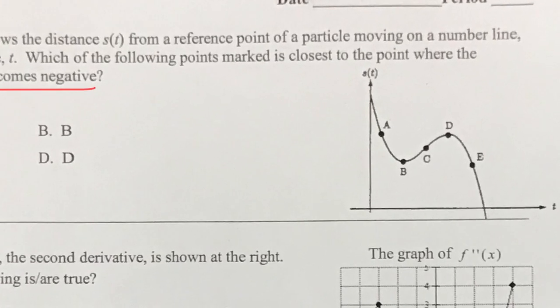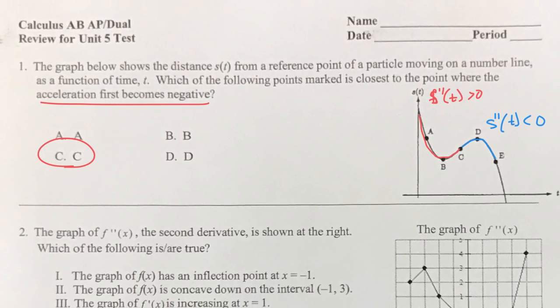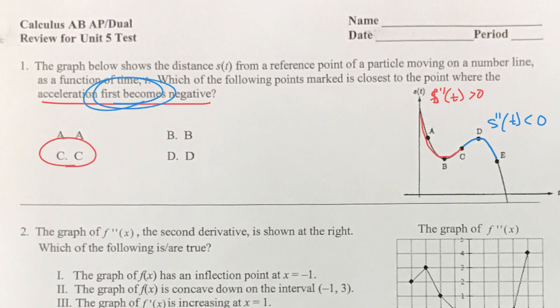That is where our graph changes from concave up, where we have a second derivative that's positive. Sorry, that's supposed to be S of t, not F. So second derivative is positive there. And then after B, the second derivative is negative because our graph is concave down. So this is where our graph is changing from concave up to concave down. That's the first part. Where it first becomes negative is at point C.